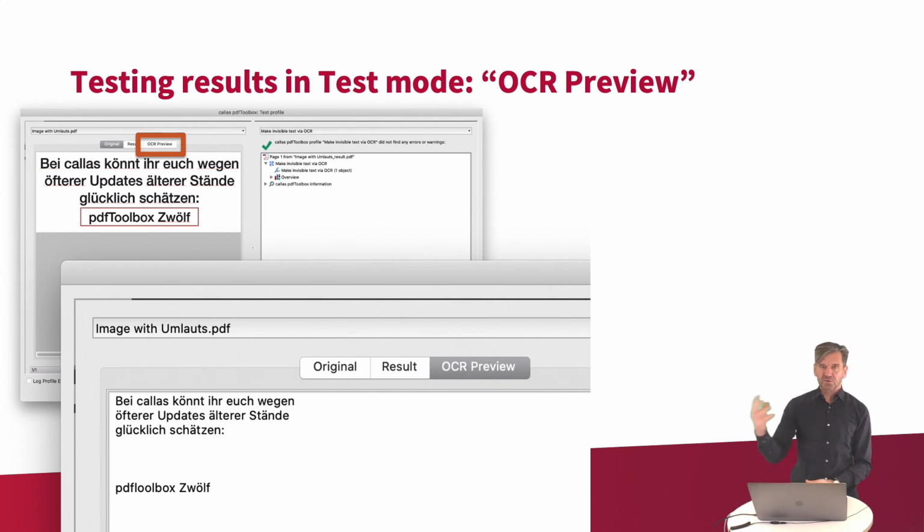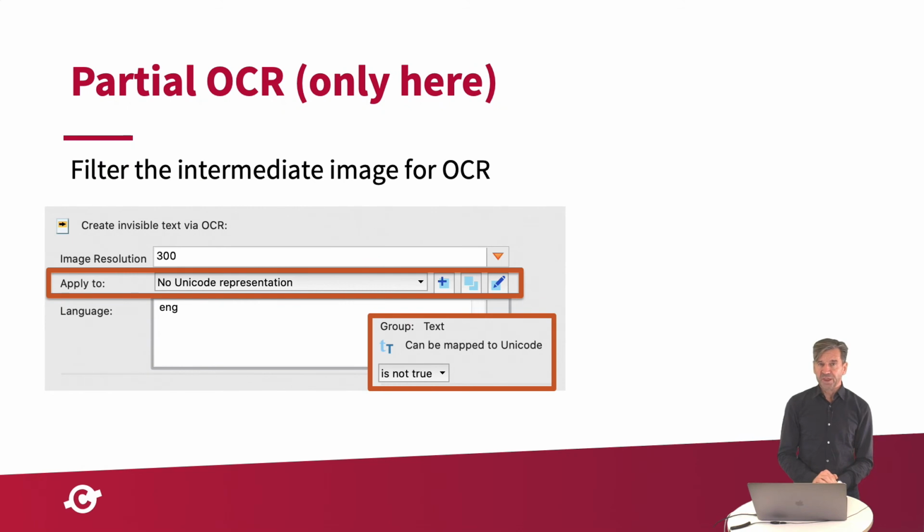So when you use this Fixup in test mode, there is an additional entry here that says OCR preview, and that shows you what came back from the OCR engine. Okay, and that is the easiest way to find out how good your results are. Another way would be to extract text from the result PDF and look at that, but this is obviously much faster.